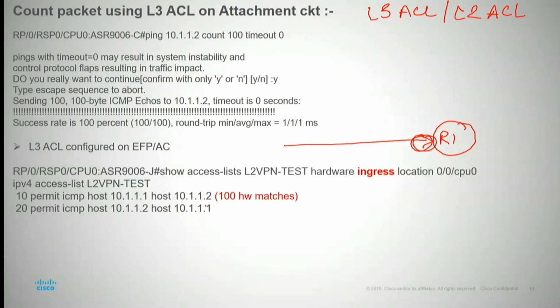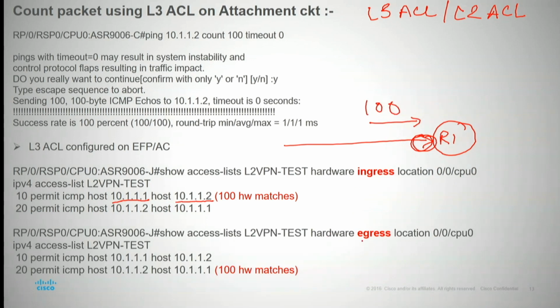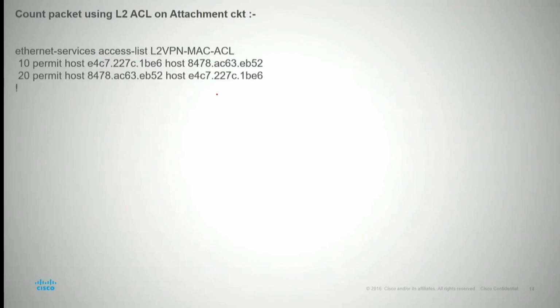So we could see that my destination is 10112, source of that packet is 10110. So it is hitting on ingress direction. So I could see that 100 matches are there. On egress direction, I could see that packet is leaving 100, means end-to-end communication is through. Same thing we can verify using the layer 2 ACL. So you can see here these are customer edge MAC address.